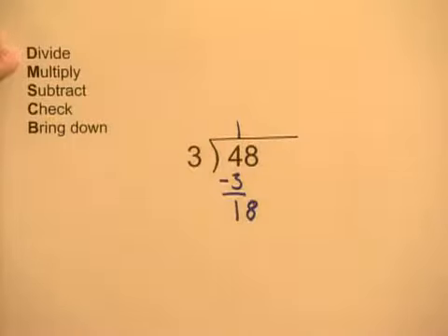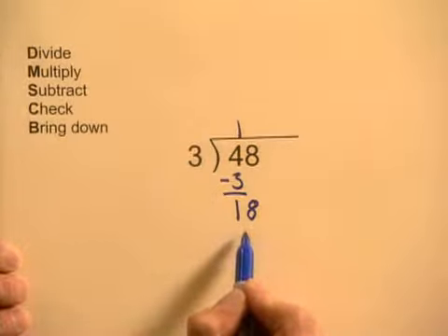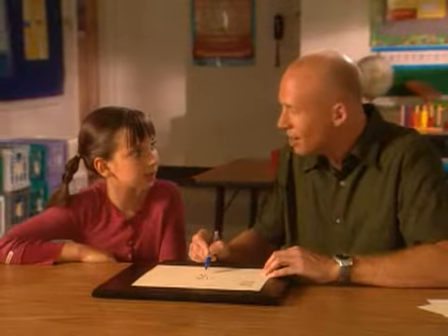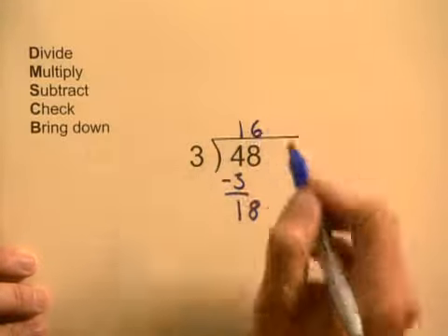Now we're going to go back and start our steps all over again with D for divide. My first step is divide. So I ask myself, does 3 divide into 18? What do you think? Yes, it does. Do you know what times 3 is 18? 6. Oh, you are so smart. You've been working on your times tables. I can tell. All right? So I'm going to put 6 above my 8 here.